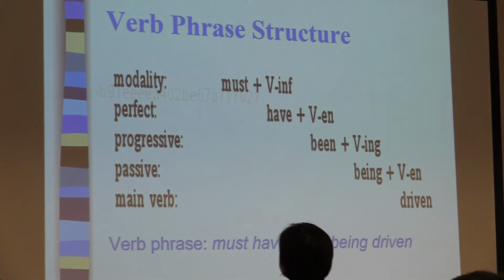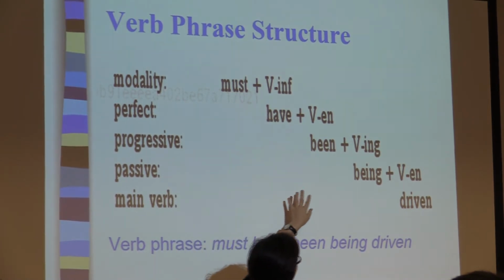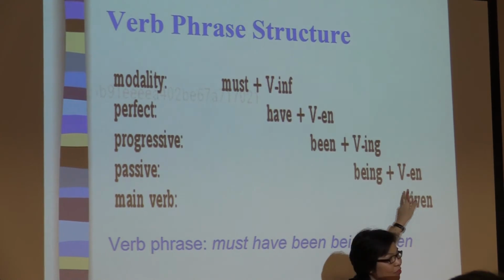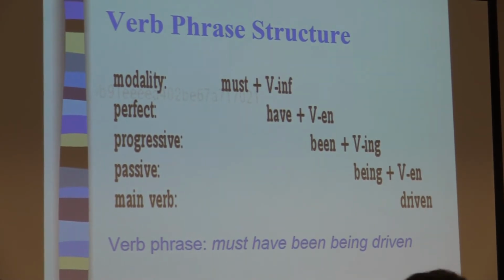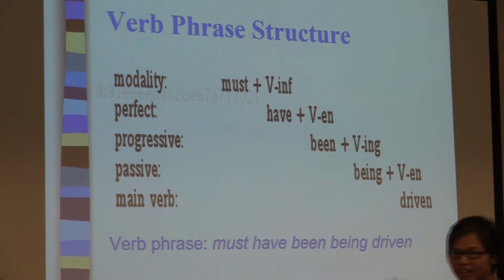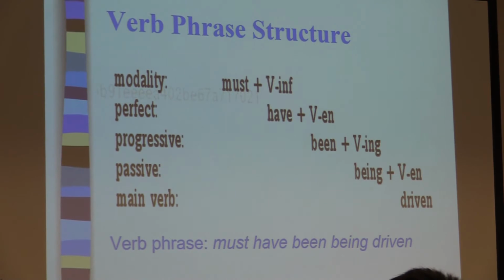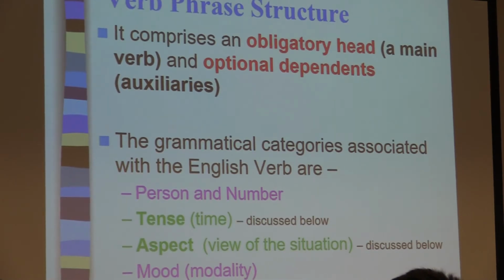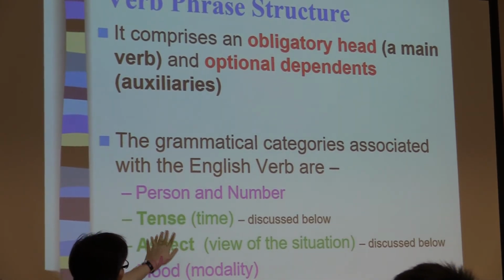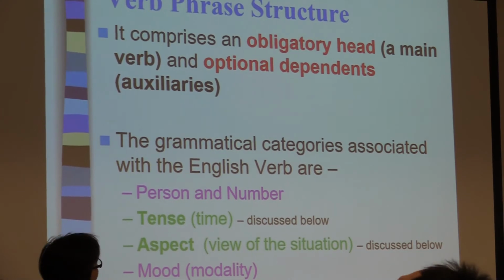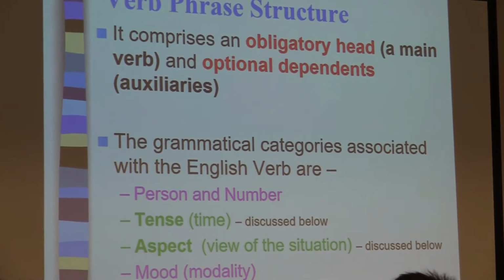And then passive, go can't be in the passive, so we have to change it to another verb. Maybe here, driven, passive. He must have been being driven to the police station. So they come in this order: modal, perfect, progressive, and then passive. Now, in the verb phrase structure, of course, the key word is the verb. And then the auxiliary verbs will tell you the grammatical categories associated with verbs: person and number, tense, aspect, mood, and voice. Today we'll focus on tense and aspect.